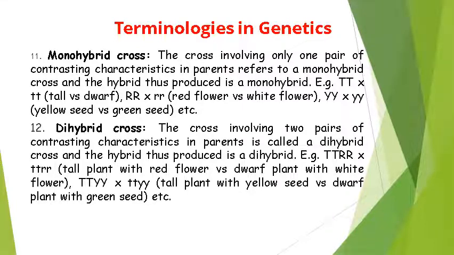Similarly, if we are considering only the color of the flower, or only the color of the seed, these are only single characteristics. So these are monohybrid crosses. But if we are considering two characters simultaneously, like the height of a plant as well as the color of the flower, as in the case of capital T capital T, capital R capital R, then we are taking two characters simultaneously. Or we are taking the height of a plant and the seed color. So there again we are taking two characteristics at a time.